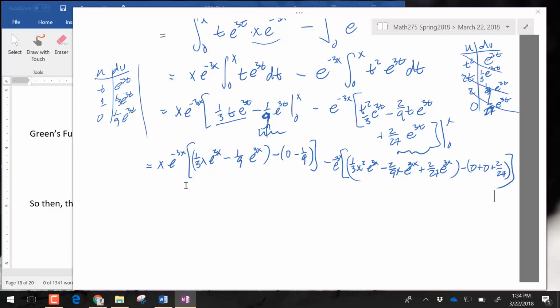I guess we just simplify. When we take this e to the 3x and distribute it, we got a couple of 3x's that will go away, and this one's going to get that e to the negative 3x. So we got a 1/3 x squared, and e to the 3x, e to the negative 3x cancel, minus 1/9 x, e to the 3x, e to the negative 3x cancel, and negative negative is a positive 1/9 e to the negative 3x.